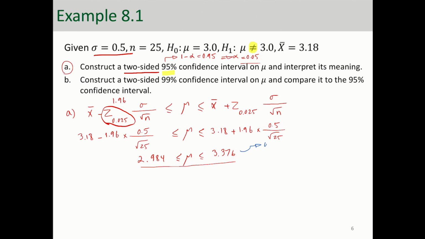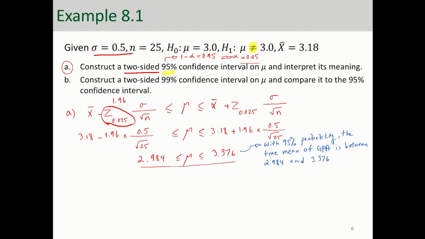So let's write that down. With 95% probability, the true mean of GPA is between 2.984 and 3.376. So that's what this means. So essentially, it's providing that interval or bracket on the population mean.